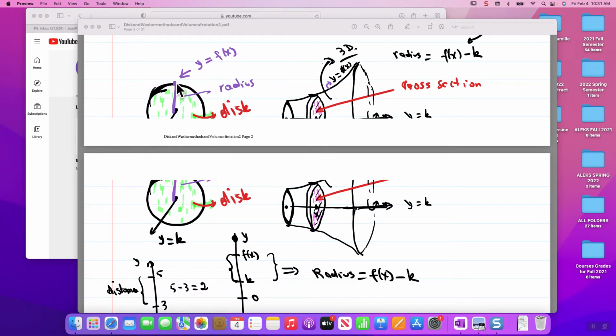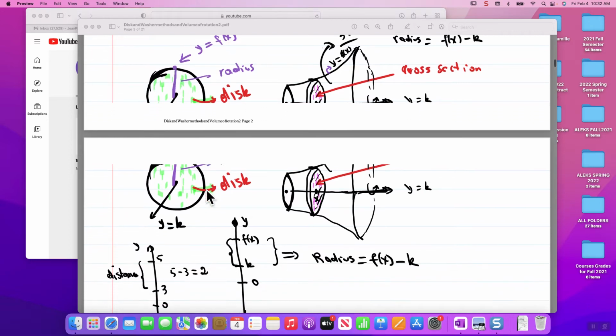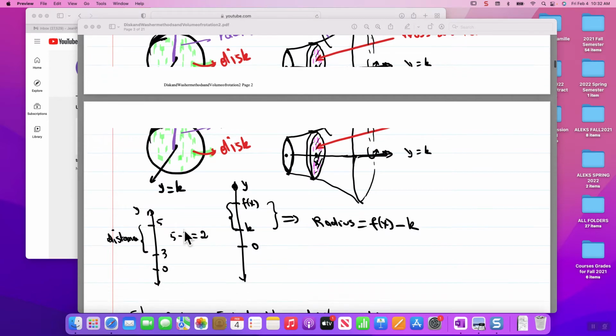So when they ask us to find the radius of this disk, the center is y equals k, and the top point of this region is at y equals f of x. The radius is just the distance between these two points. To find the distance between those two points, think of this.